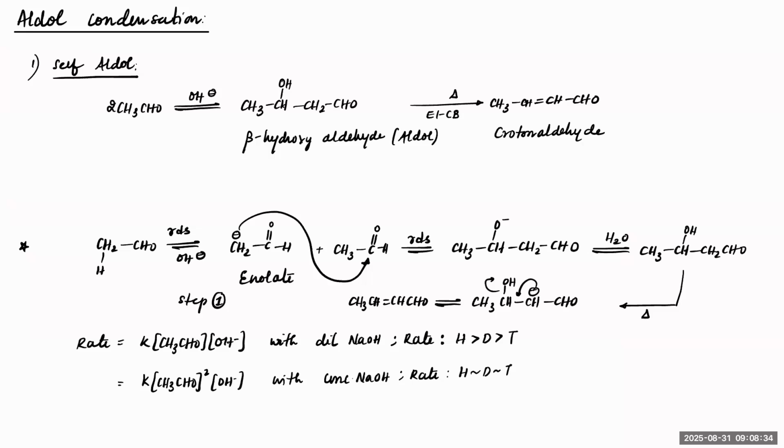I think the Cannizzaro type is clear. There is a hydride shift. It is becoming a disproportionation reaction. So I hope that fundamental is clear. Okay. Now, what is an aldol reaction?